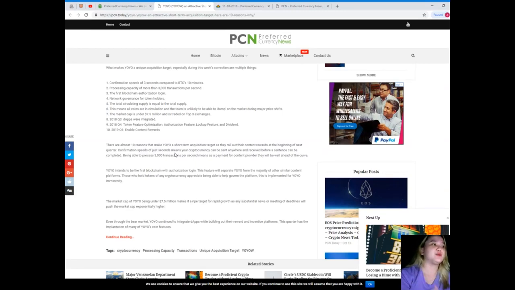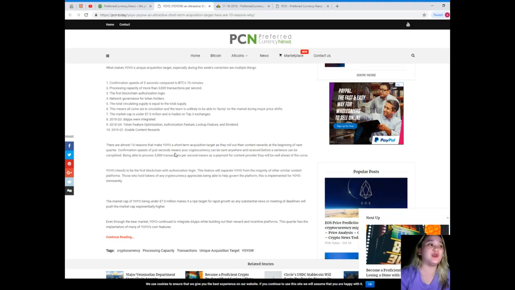First, confirmation speeds of 3 seconds compared to Bitcoin's 10 minutes. Second, processing capacity of more than 3,000 transactions per second. Third, the first blockchain authorization login. Fourth, network governance for token holders. Fifth, the total circulating supply is equal to the total supply. Sixth, this means all coins are in circulation and the team is unlikely to be able to dump on the market during major price shifts.